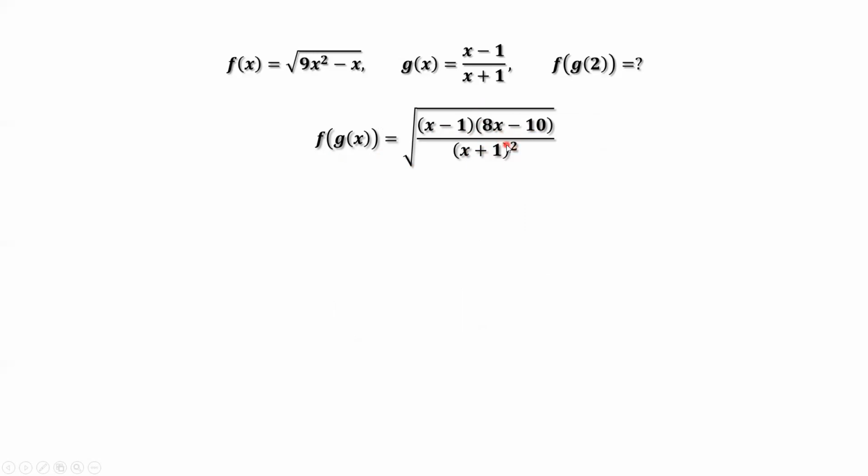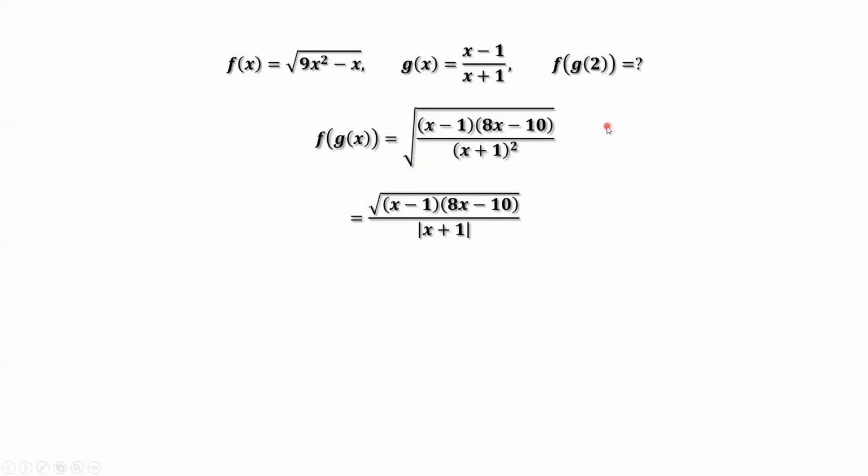Square root of square, we can cancel. How? You have to put absolute value sign outside of x plus 1. Therefore, f of g of x equals square root of x minus 1 times 8x minus 10 divided by absolute value of x plus 1 is the general formula for the composition of f and g.